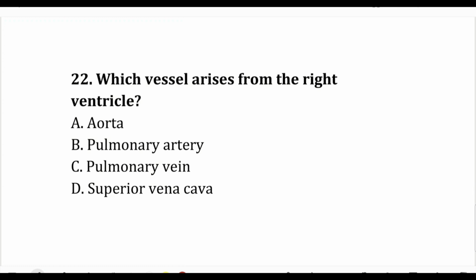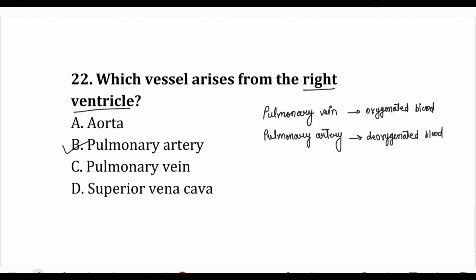Question number 22. Which vessel arises from the right ventricle? A. Aorta, B. Pulmonary artery, C. Pulmonary vein, D. Superior vena cava. If it is the right ventricle, the answer is pulmonary artery. Normally, bachcho, veins carry deoxygenated blood away from the heart to the lungs, and the arteries carry oxygenated blood away from the lungs to the heart. But there is an exception: pulmonary vein, which carries the oxygenated blood, and pulmonary artery, which carries the deoxygenated blood. So the answer here is pulmonary artery.